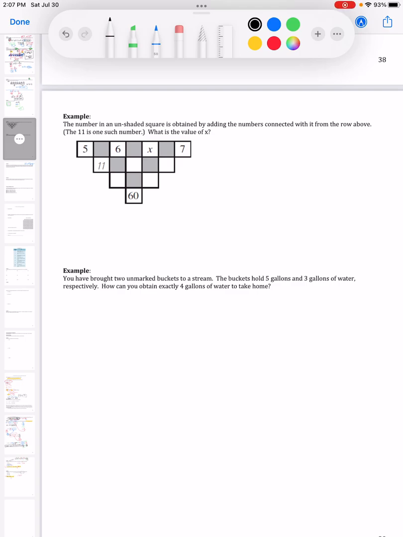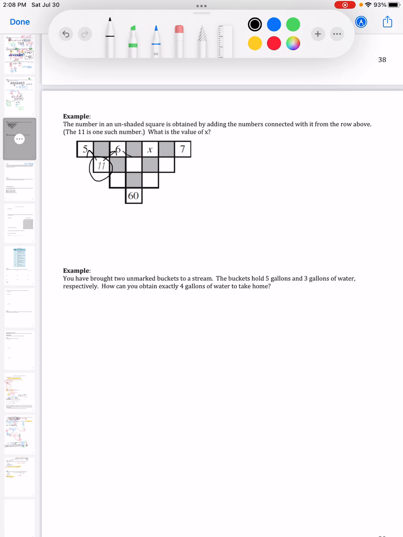Back to some completely different problems from the other ones we've looked at in the videos. So we've got this little diagram here, and what you do is each one of the unshaded squares, we're not going to look at the ones that are grayed out, is found by adding the two numbers that come from above it. So for instance, 11 here is found from 5 plus 6.